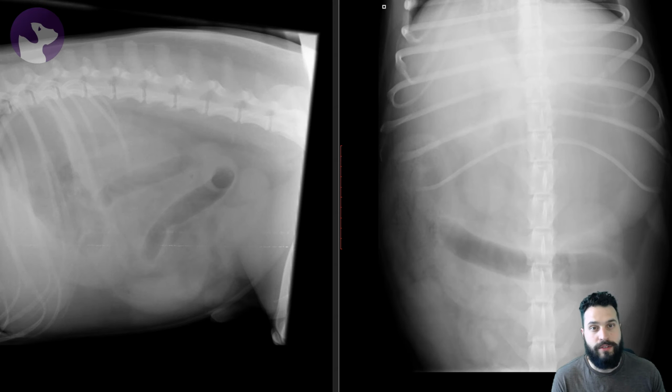We could give an upper GI contrast study, but in this instance, there's enough indication that tells me that, hey, this is obstructed. Let's get this dog to surgery and fix this problem. So this has been a sock foreign body in a dog, and we'll take a lot more looks at these over the coming months in the reading room, but I hope this has been helpful.